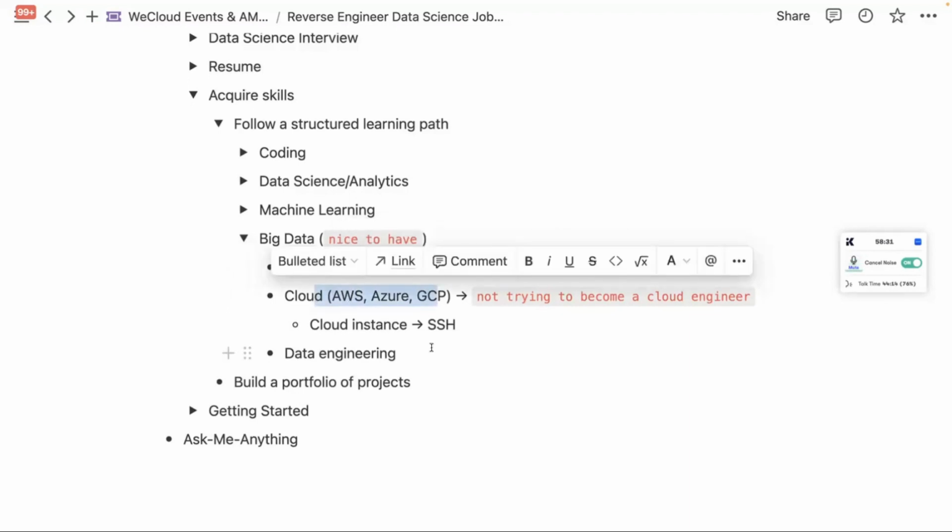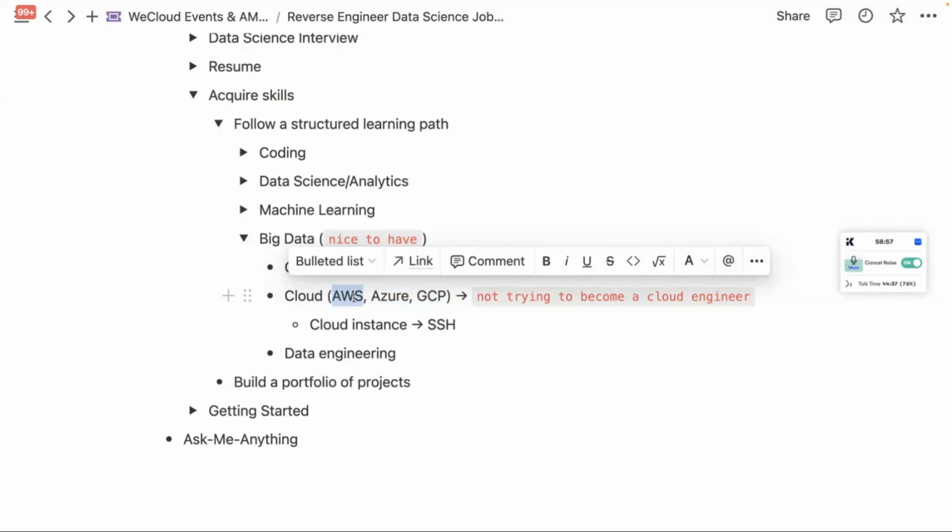But again, it looks like you need to learn a lot of things, but you're not trying to become a certified cloud engineer. You're not trying to become a DevOps engineer. So just know how to use some of the services. AWS has more than 100 services. You probably just need to know like 5 or 6 of them. That's good enough.